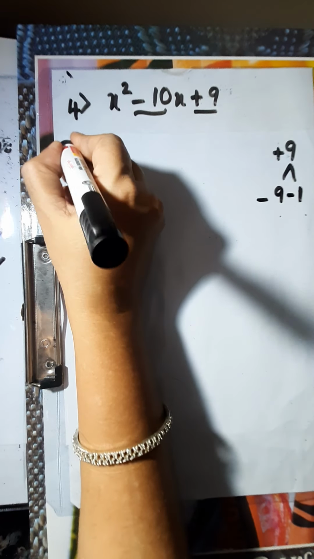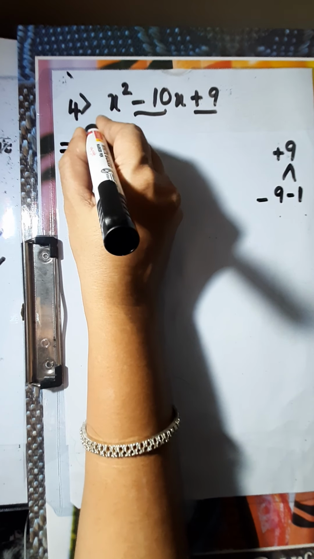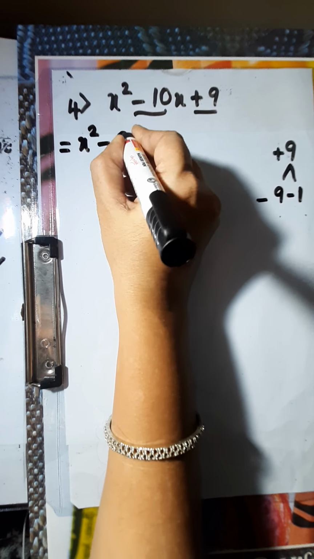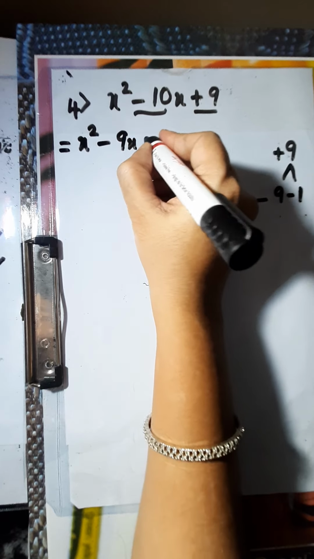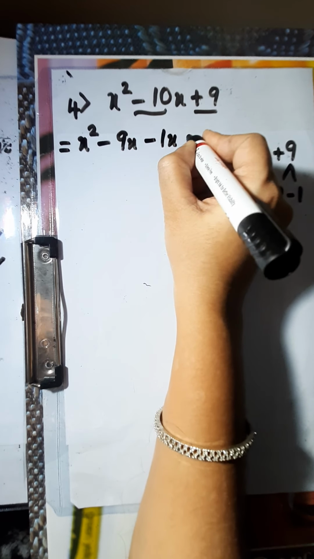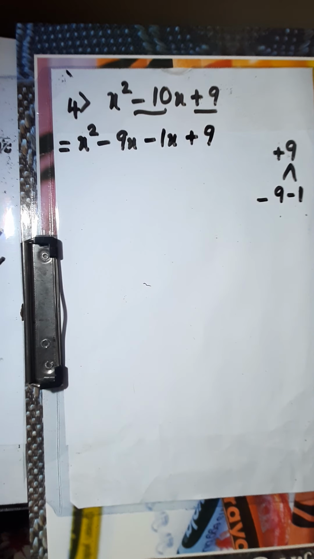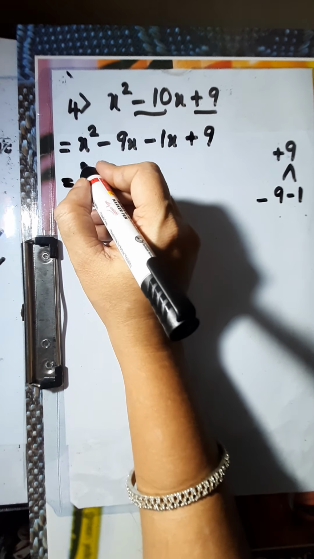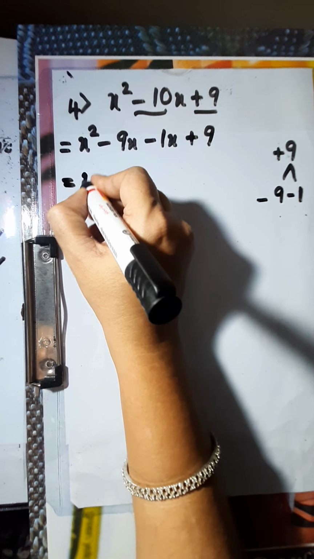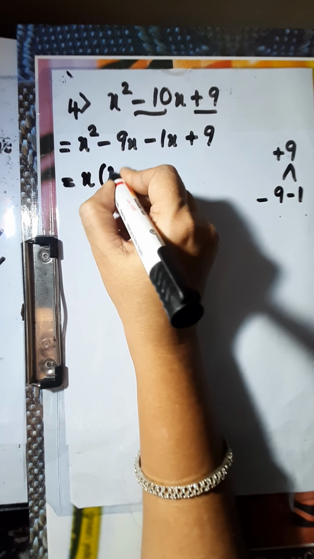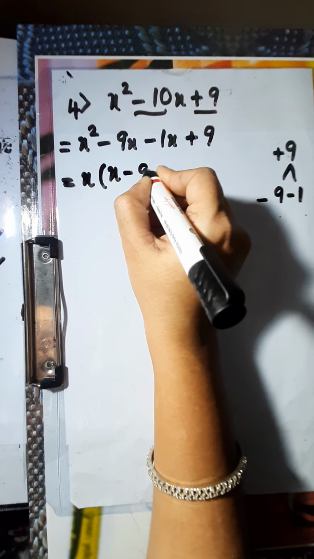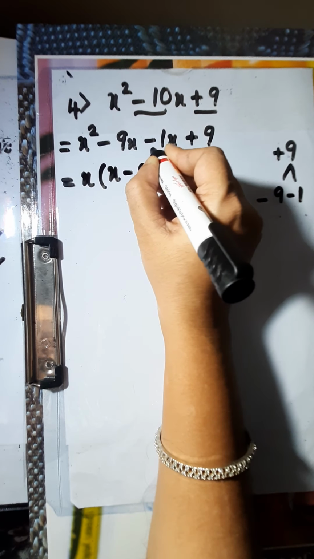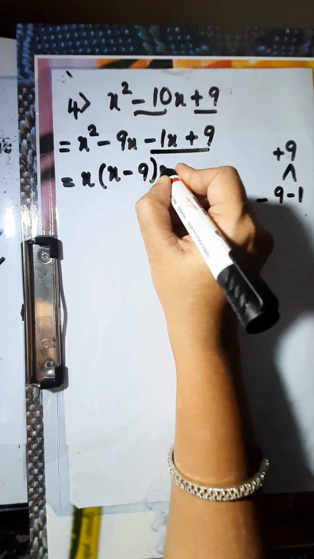Okay. So, this becomes x square minus 9x minus 1x plus 9. Now, what can I remove common? Okay, I can remove x common, x minus 9. Now, from both these, pay very careful attention.